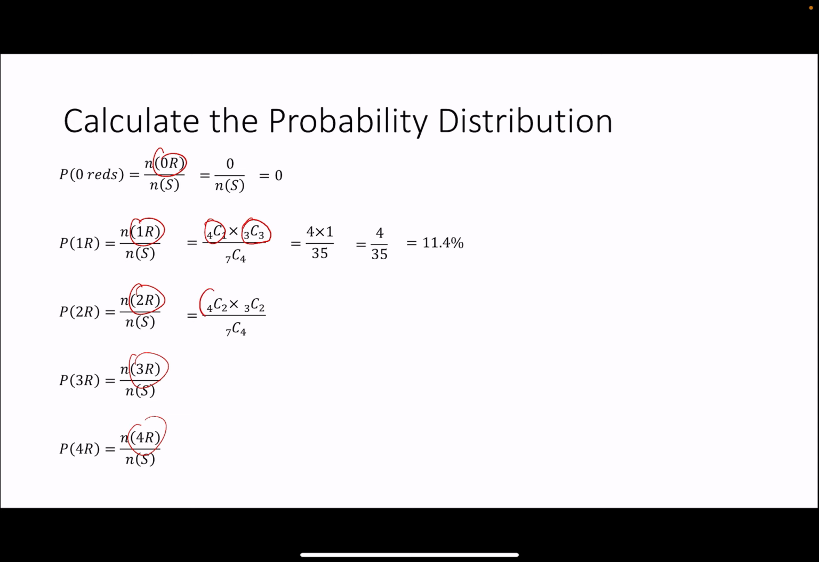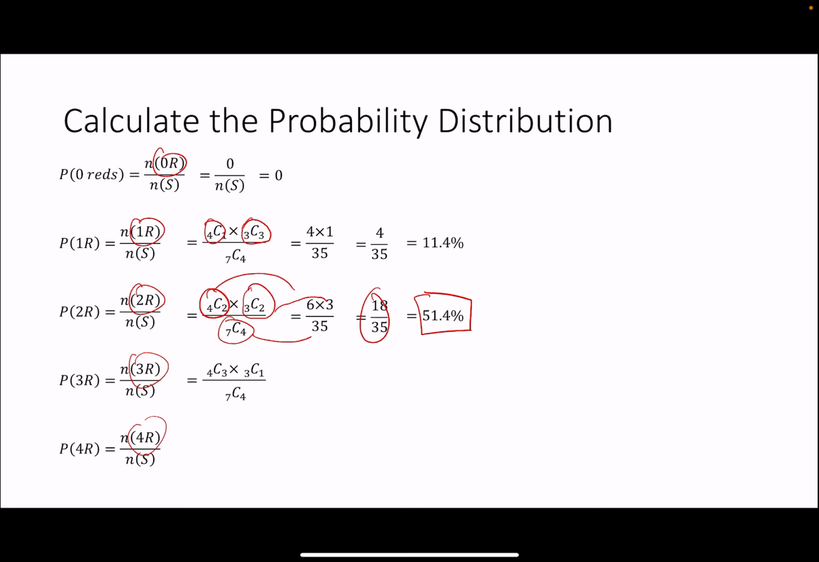We can do 4 choose 2, when we have the probability of selecting 2 reds, multiplied by 3 choose 2, all divided by 7 choose 4. When we do that math, 4 choose 2 is 6, 3 choose 2 is 3, 7 choose 4 is 35. We get 18 over 35, which is equal to 51%.